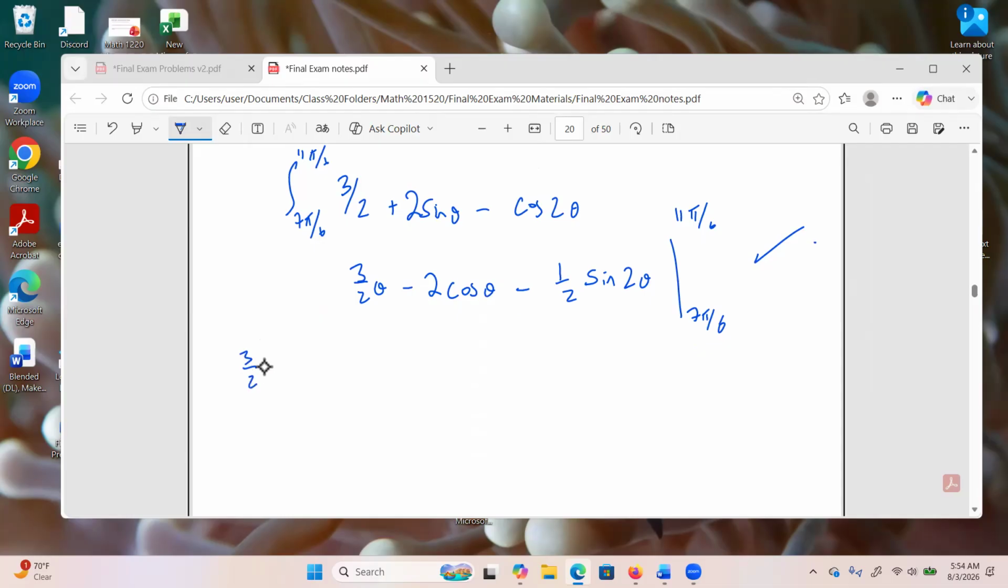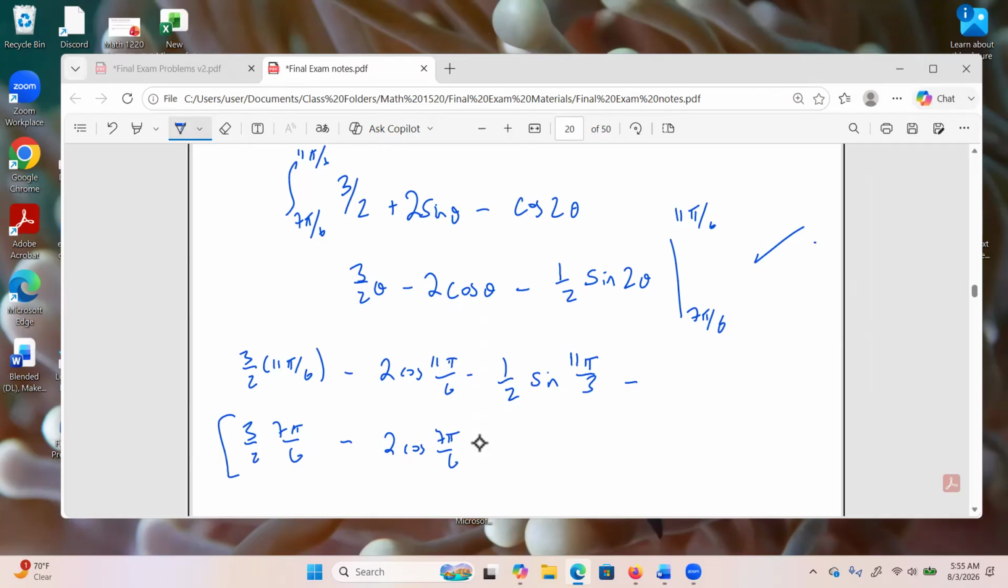We've got 3 over 2 times 11 pi over 6 minus 2 cosine of 11 pi over 6 minus 1/2 sine of, we're going to multiply this by 2, that's going to be 11 pi over 3, because 2 times 11 over 6 is 11 over 3. Minus, and then 3/2, let's put a big bracket here, times 7 pi over 6 minus 2 cosine of 7 pi over 6 minus 1/2 sine of 7 pi over 3.